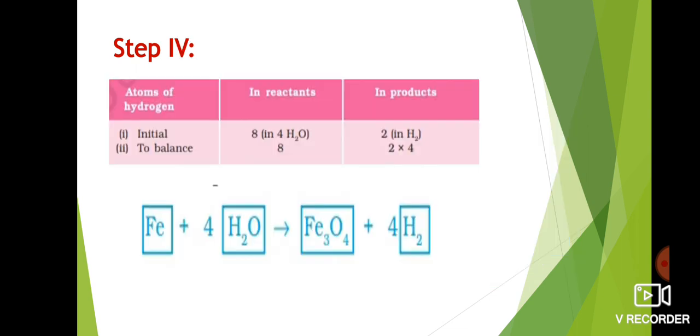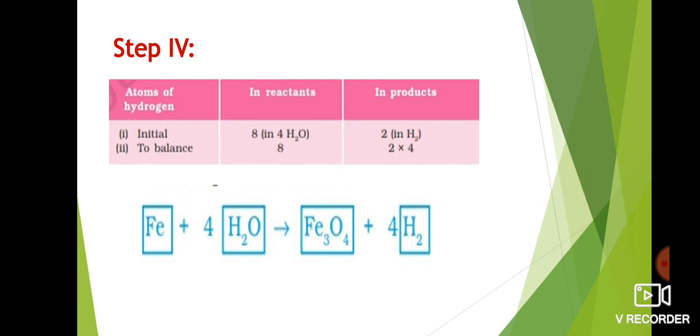In step 4, we balanced only oxygen atoms. Two elements remain: iron and hydrogen. Pick either one. Let us balance hydrogen atoms in the partly balanced equation first, and lastly we balance the iron atoms.